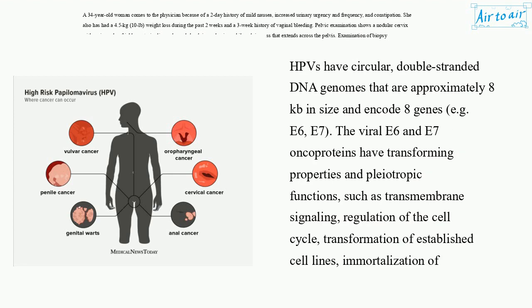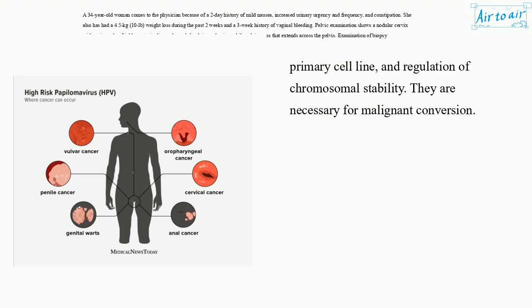HPVs have circular, double-stranded DNA genomes that are approximately 8 kilobases in size and encode 8 genes, e.g. E6, E7. The viral E6 and E7 oncoproteins have transforming properties and pleiotropic functions, such as transmembrane signaling, regulation of the cell cycle, transformation of established cell lines, immortalization of primary cell lines, and regulation of chromosomal stability. They are necessary for malignant conversion.